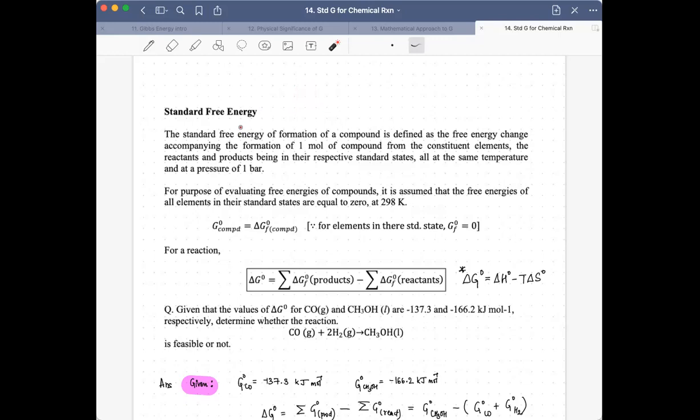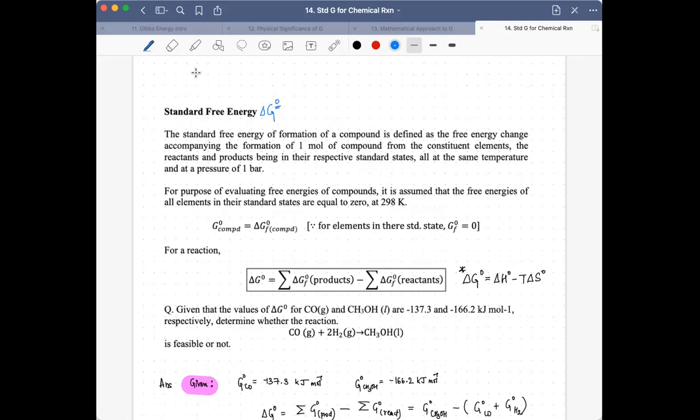Okay, so when it comes to chemical reactions, there are certain things you should know about, and a very important one is the term called standard free energy or standard Gibbs energy. Now, what is a standard Gibbs energy? Standard Gibbs energy is also denoted as delta G naught. This naught symbol implies standard.